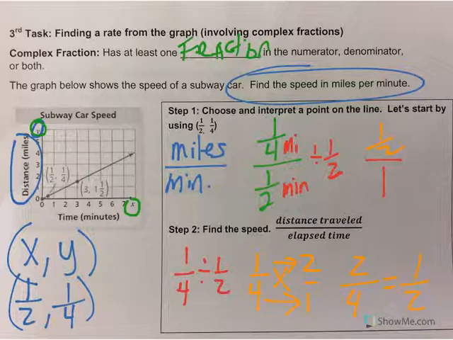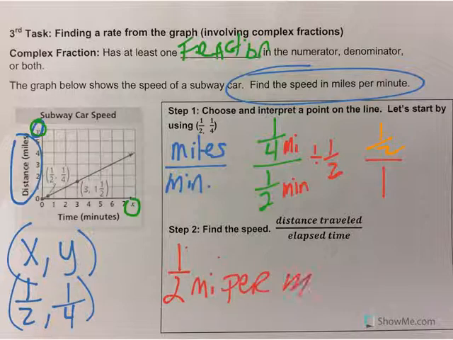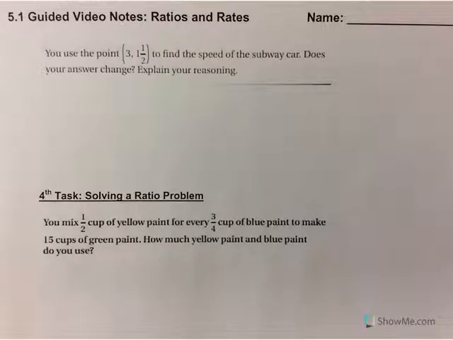So then we write it out with all the proper labeling. So we would write 1/2 mile per minute. Writing it all out, that's the unit rate. Then again, this next part here goes with that same problem. It says use the point 3, 1 1/2 to find the speed of the subway car. Does your answer change? Explain your reasoning.